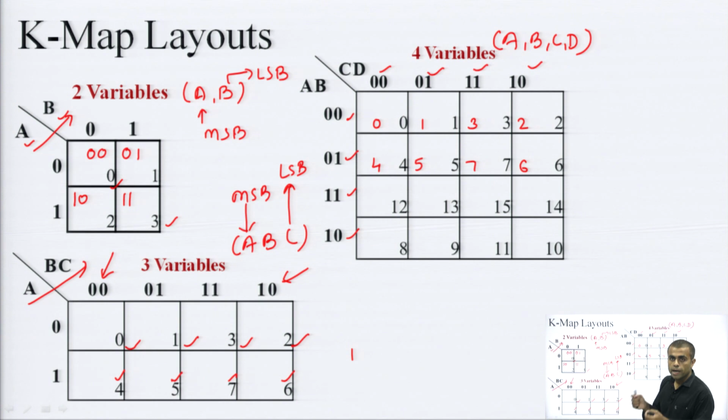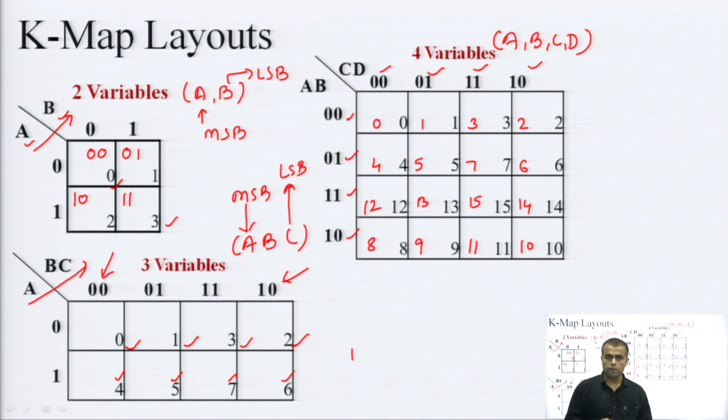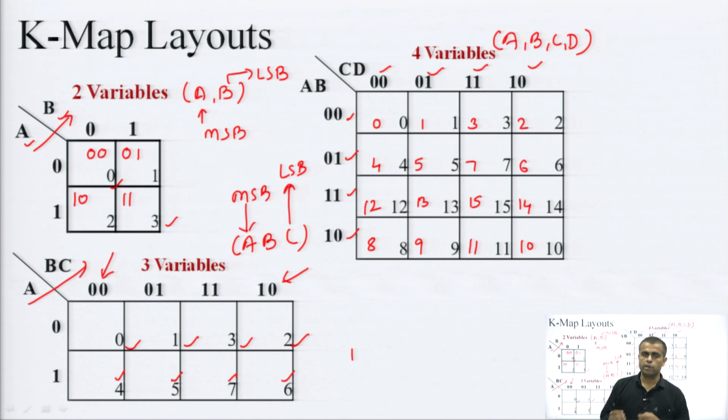Now I have to write 8, but that 8 will not be written in the third row, it will be written in the fourth row. So 8 9 11 10, and 12 will be written in the third row: 12 13 15 14. In this way we can prepare layouts of K map. First that layout has to be correct, only then we will be able to solve the question correctly. So these are the layouts for 2 variable, 3 variable and 4 variable K maps.